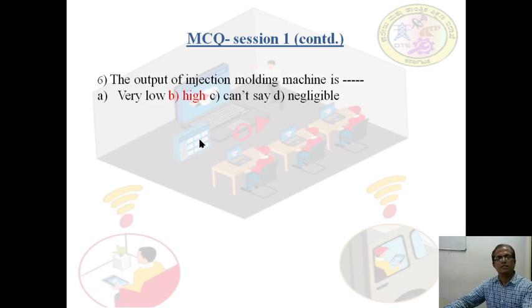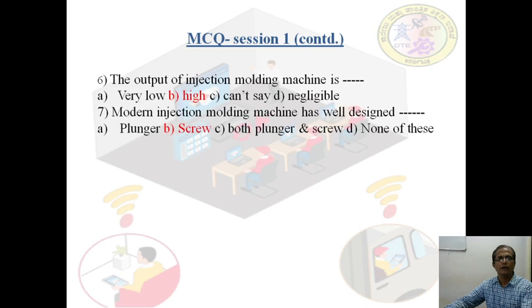Now, let me discuss question number 6. The output of an injection molding machine is dash. Output is very high because the machine is very sophisticated and the melting capacity is very high. So output will be very high for injection molding machines.